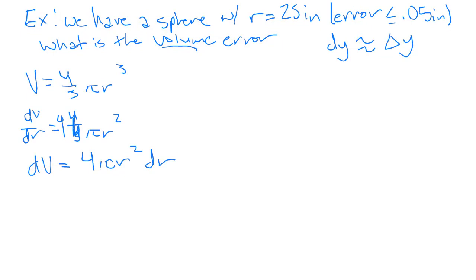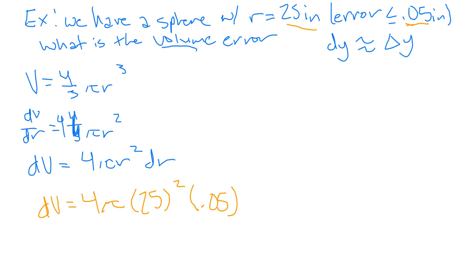So now let's look at our problem. They already told us that r is going to be 25, and that the change in r, or the error in r, is going to be at max 0.05. So if we're trying to find the maximum volume error, we need to plug in our maximum radial error. So we get dV is equal to 4 pi times 25 squared times 0.05.